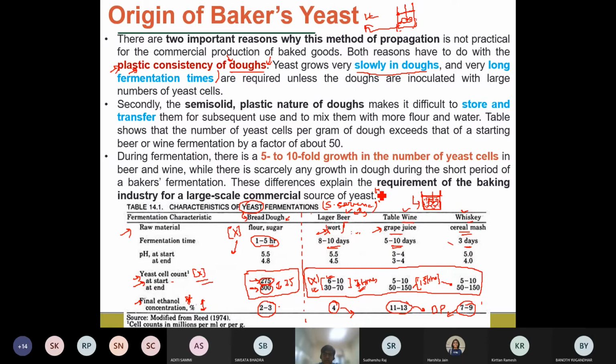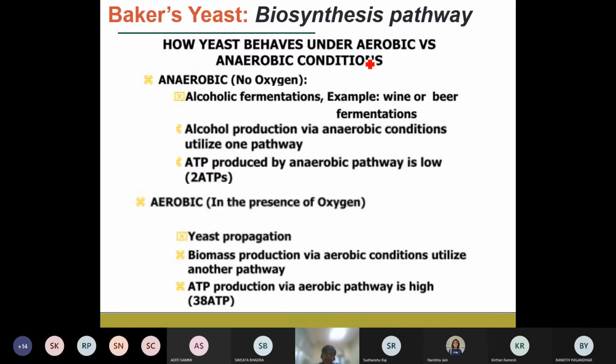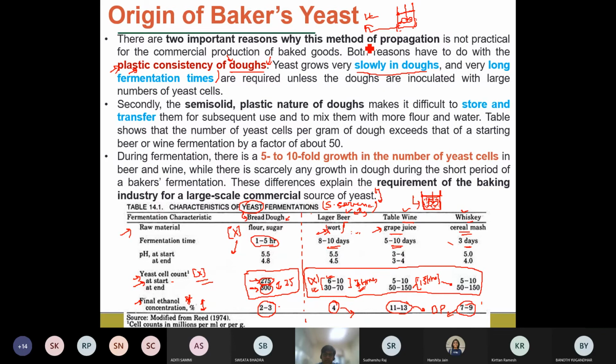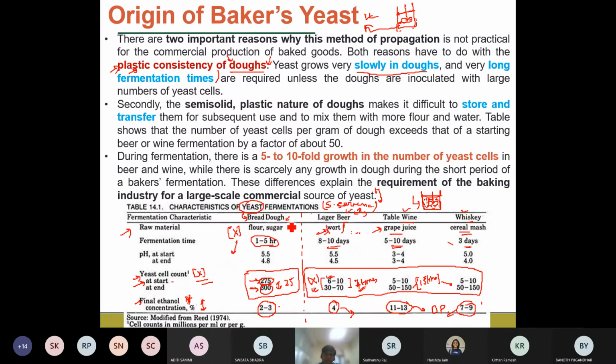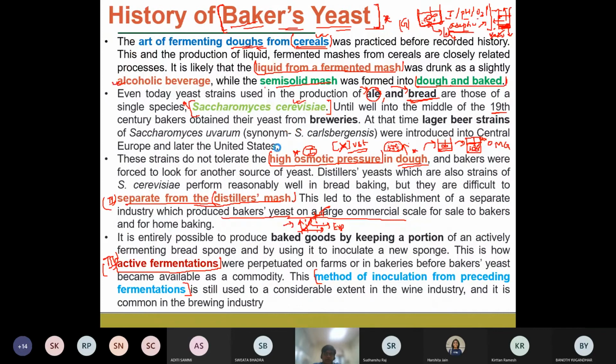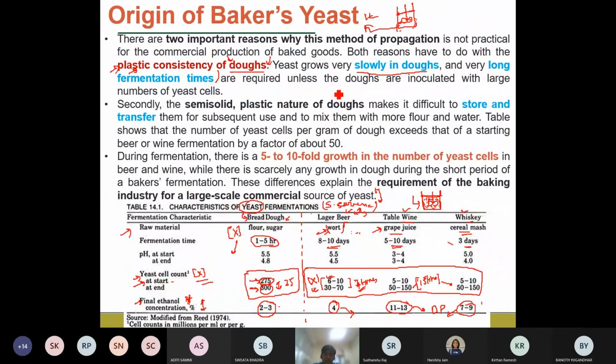We will see into these details, like what the particular process of baker's yeast production is, and what the differences are between the pathways for the ethanol production and the baker's yeast production. So this is a brief overview on how this baker's yeast industry came up.